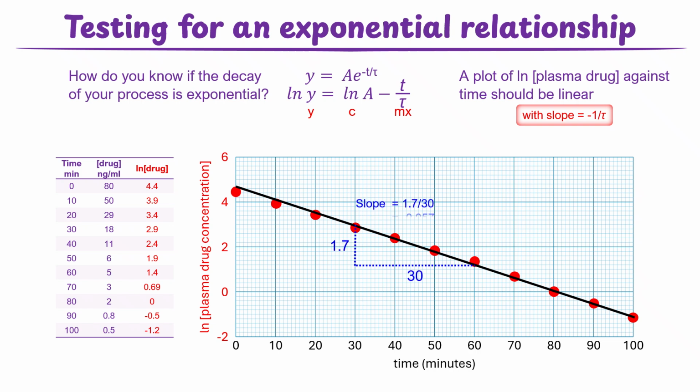In this example, it is minus 0.057. Therefore, 1 over tau is 0.057, giving a time constant of approximately 17.5 minutes. This is slightly different from the value we estimated earlier from the linear graph, but it is very similar. The logarithmic method generally provides a more accurate estimate because it uses all of the data points rather than relying on a single point read from the graph.